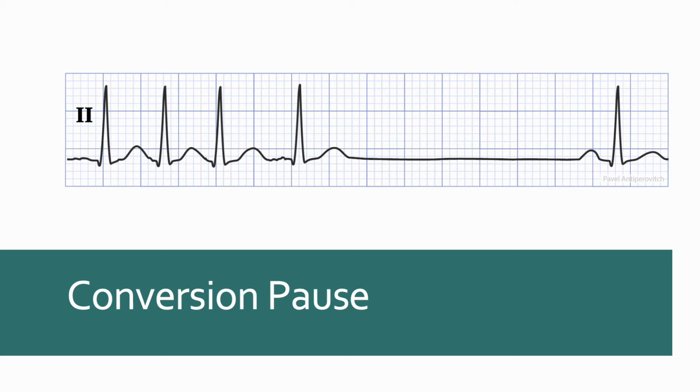So this rhythm here, at the beginning, you have atrial fibrillation. It's an irregular rhythm with no discernible P wave, so it's atrial fibrillation. And then we have a termination of the AFib, and you have a long pause, and then you have continuation of sinus rhythm. So this is a conversion pause.